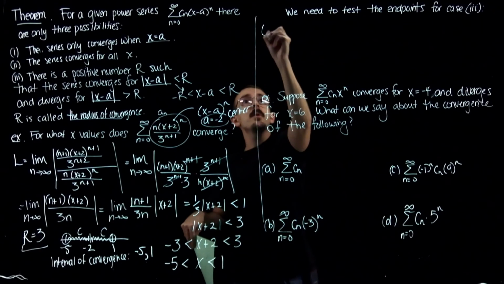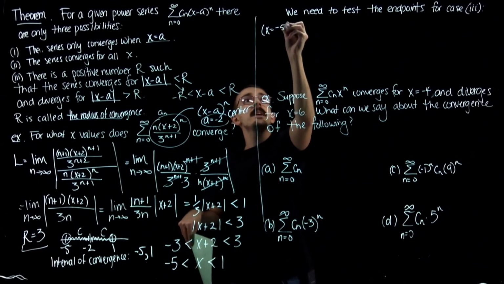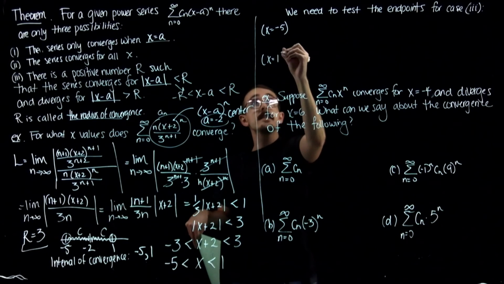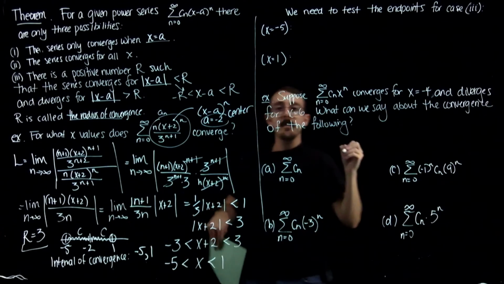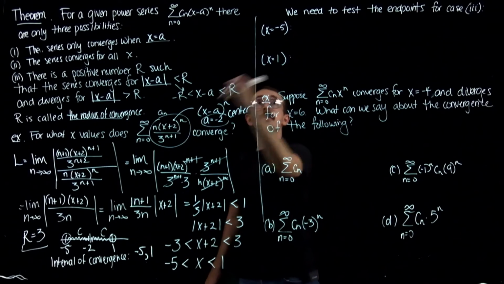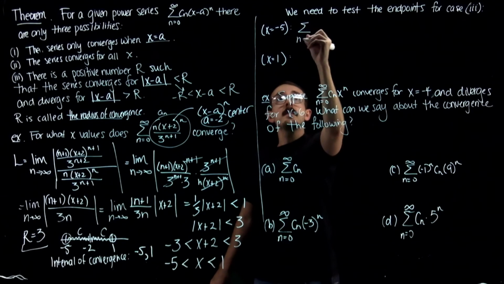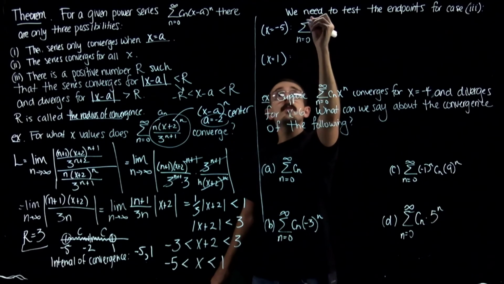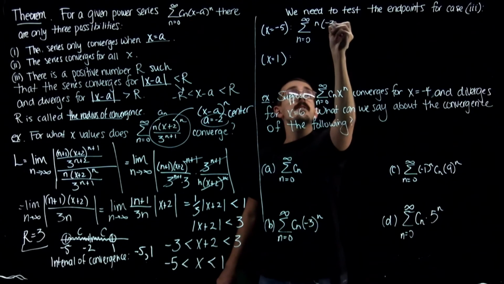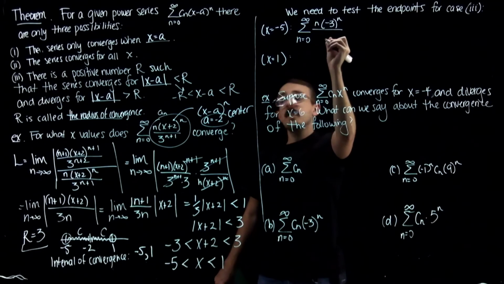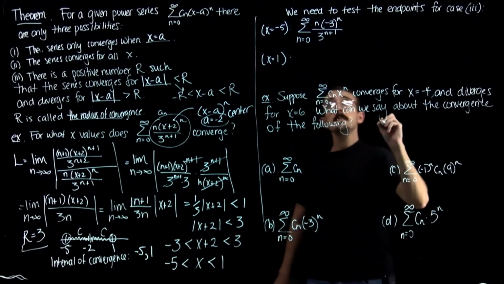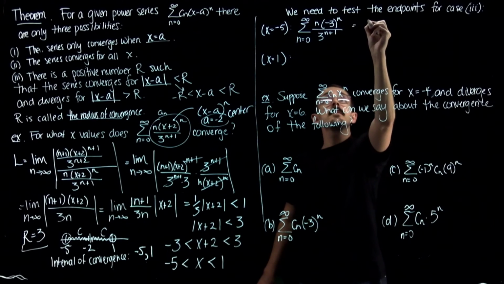Well, you take each number in question, plug it in for x in the original series, and use a previous series test to get an idea. So let's go back to the original series and plug in -5 for x. So if you do that, you get the summation n equals 0 to infinity, and -5 here would give me (-3)^n divided by 3^(n+1). Let's try to simplify this.